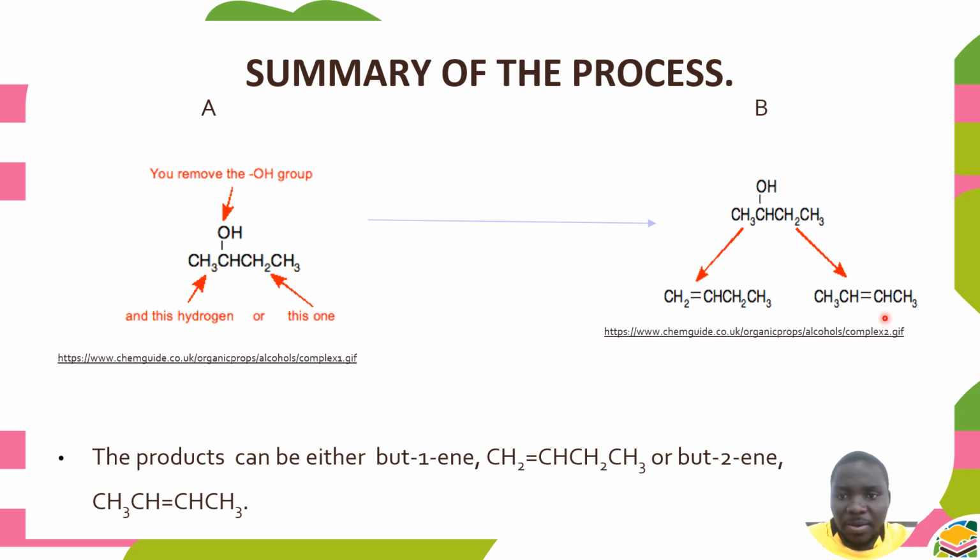So it takes the number of the smallest carbon. So the product is either but-1-ene like this one, when we remove one hydrogen from the first carbon, and it can be but-2-ene if you remove hydrogen from carbon number 2. So this is the whole process of dehydration of alkanol, and it can produce any desired alkene of interest, but you need to consider the type of alkanol that you are going to use to produce the alkene of your own interest.